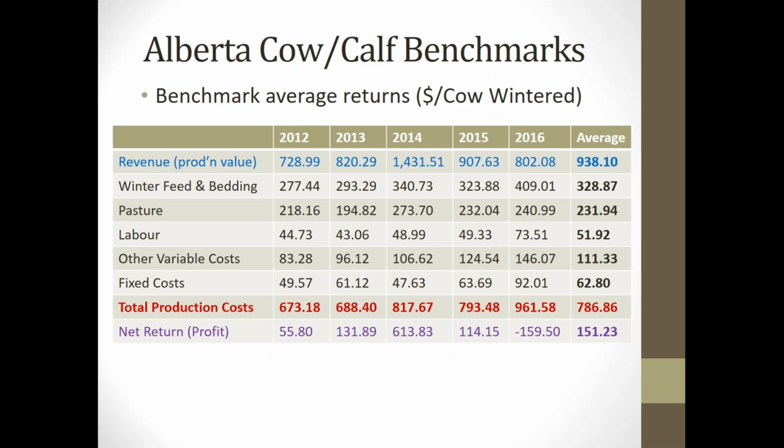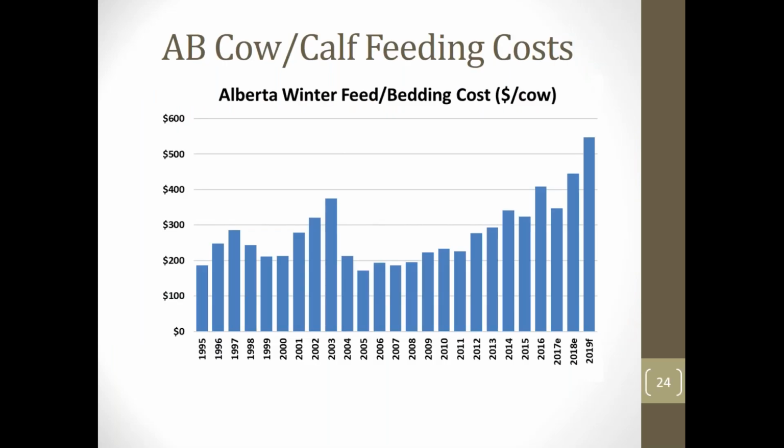So this is just a breakdown on a chart of the costs that were used in those estimates. You can see winter feed and bedding has been increasing pretty much continually. In 2012 we were at $277. Now in 2016 for this chart, we were at $409.